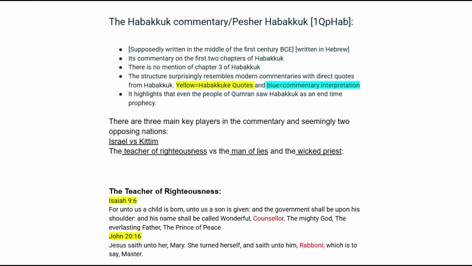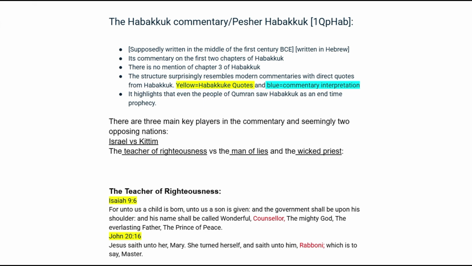So what I've done is I have highlighted the biblical quotations. Like, for example, they'll quote chapter 1 of Habakkuk, and then underneath they'll say, well, this means. So I've highlighted the actual biblical quotations in yellow and the interpretation of the commentary in blue. So when we go through that, you'll see that way you can know where we are and that we're not getting confused.